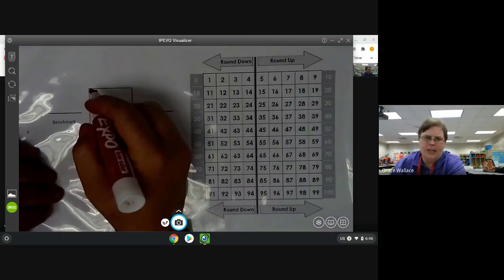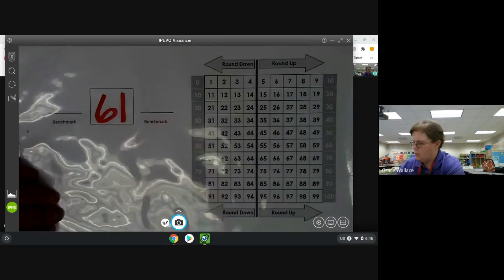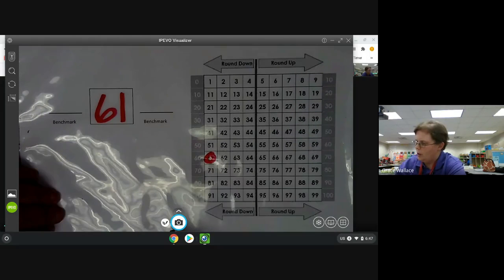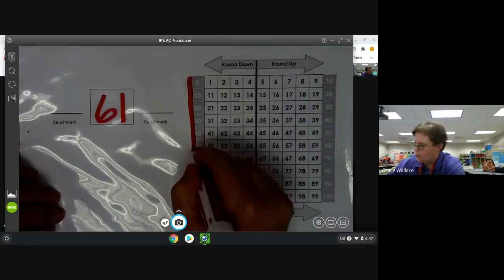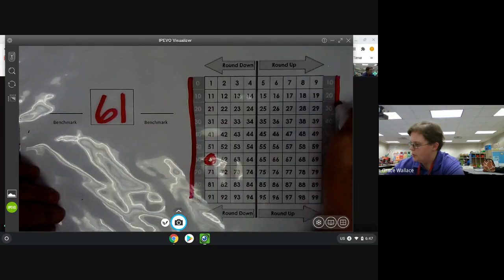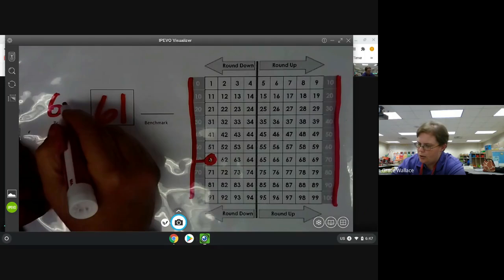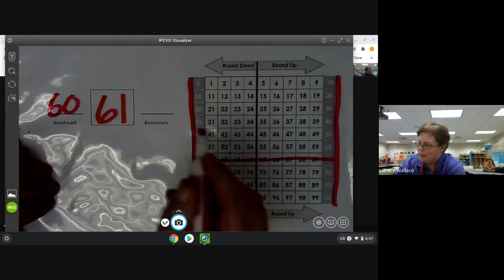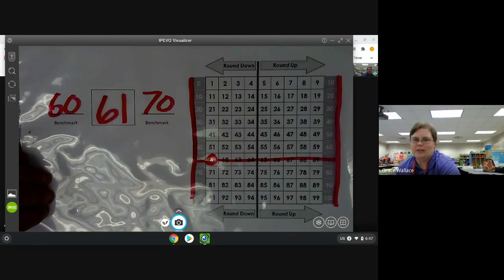So here's an example. Let's say we have 61. I'm going to put 61 in the middle here. And I'm going to go over to my chart. And I want to draw a line until I hit these. See, these numbers right here are our benchmarks. So I'm going to draw a line. Oh, I hit 60. And if I draw a line this way, I hit 70. So my two benchmarks are 60 and 70.